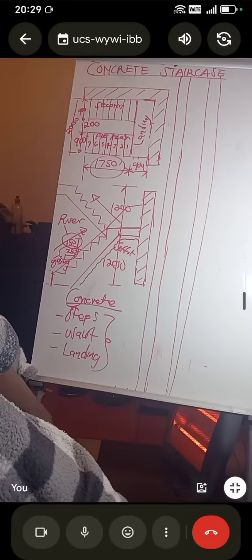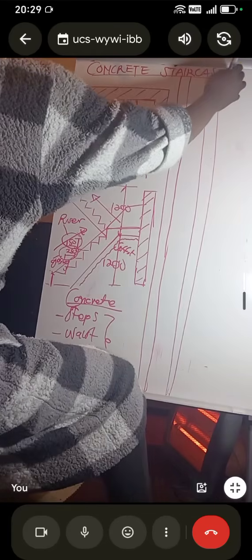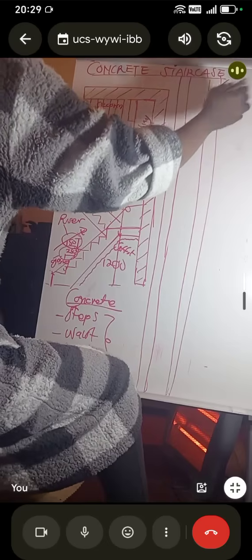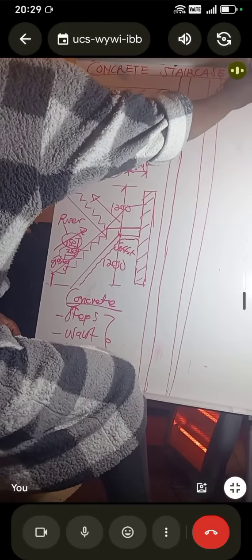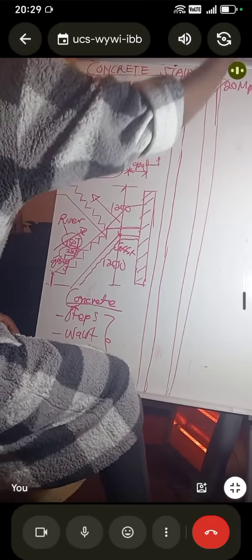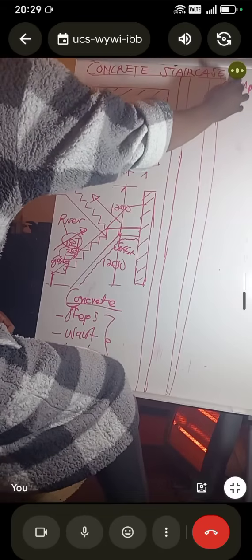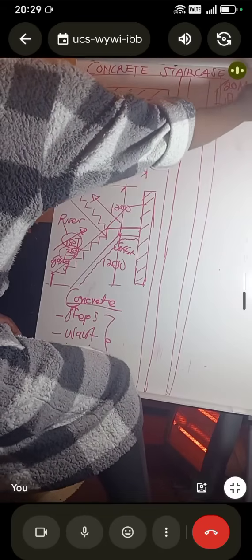Yes, I see. Let's start with the steps. How many steps do we have? 7 steps. We go back to the specifications. They said the strength of the concrete that we need is 20 MPa. That contains what? Steps. We said we have about 7 steps.